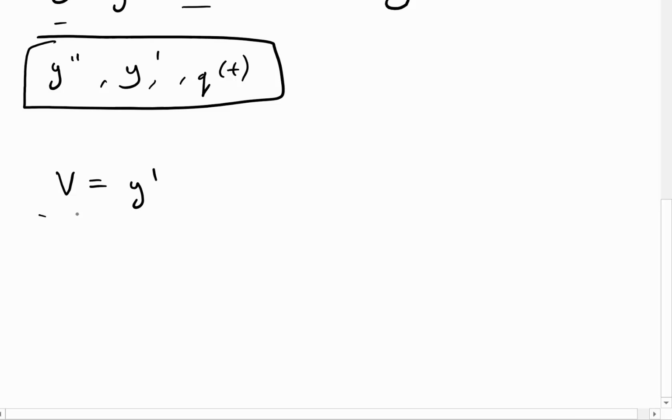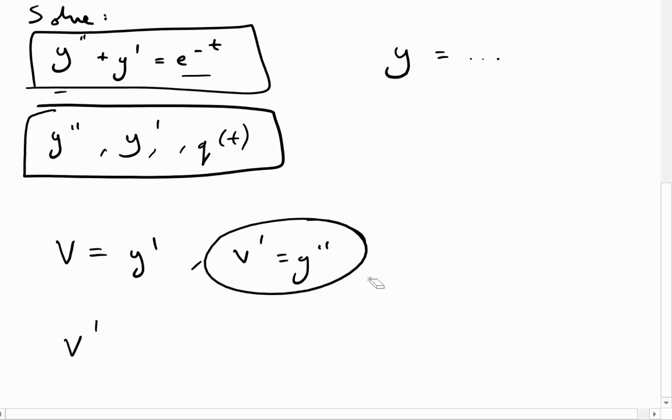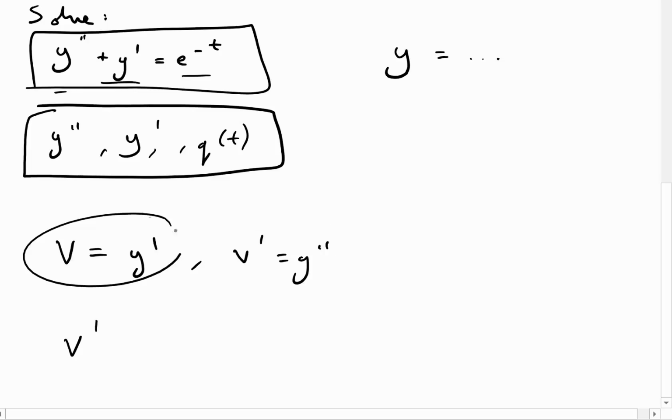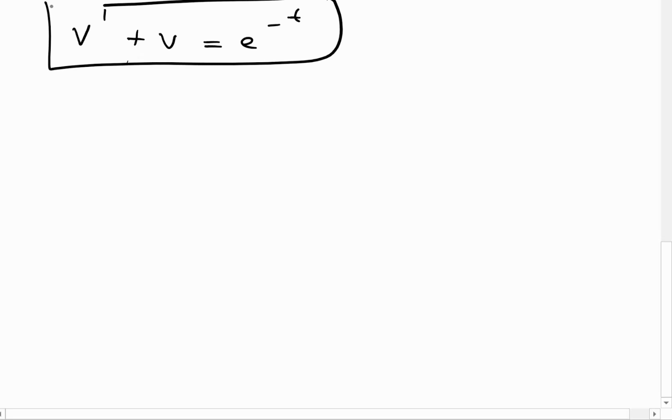So in other words, if we just let v equal y dash, then that implies that v dash must equal y double dash, because if the derivative of y is v, then the second derivative of y must be v dash. So if we replace it into our original equation, we end up with y double dash, which of course was v dash, plus y dash, which was just v, and that's still equal to e to the minus t. That now is a first order differential equation.